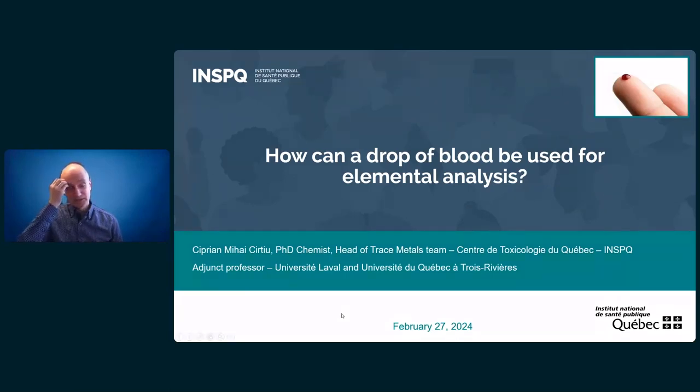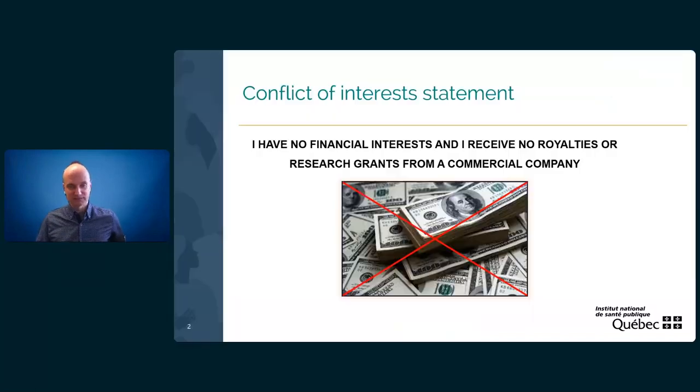I'm a PhD chemist and head of a trace metal team at the Centre de toxicologie, which is part of the INSPQ, Institut National de Santé Publique du Québec. I also hold a position as an adjunct professor at Université Laval and the Université du Québec à Trois-Rivières. So it's my pleasure today to entertain you on how a drop of blood can be used for elemental analysis.